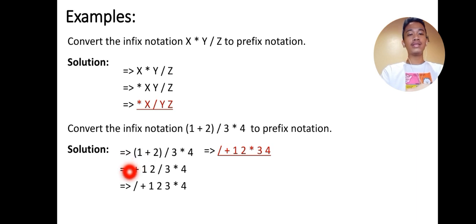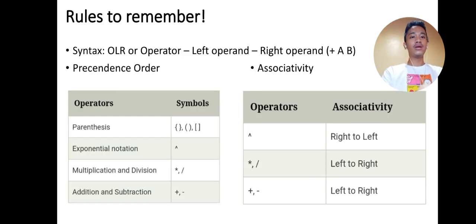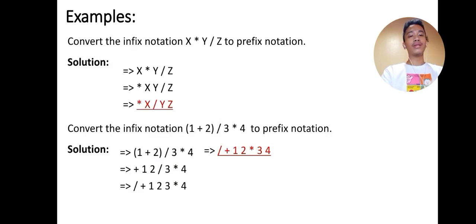Now we have this output or result: plus 1, 2, and copy this divided by 3 times 4. Again, we need to determine what rule we need to apply. We have 3 operators: plus, divided by, and multiply. According to the associativity rule, if multiplication and division are both present in the expression, as in our given problem, we read from left to right.